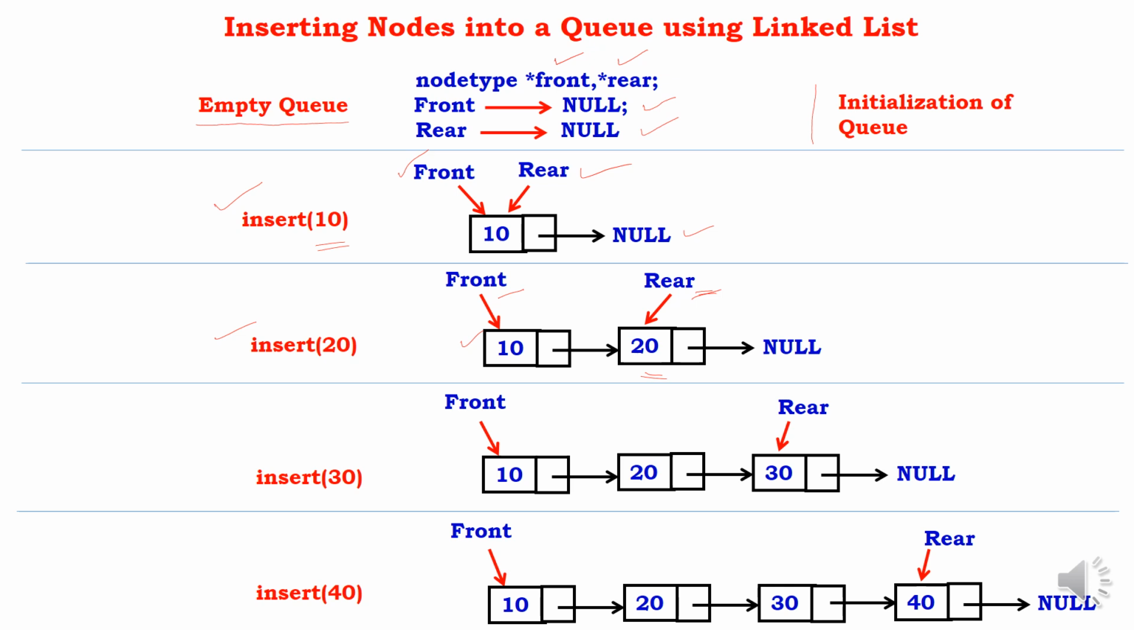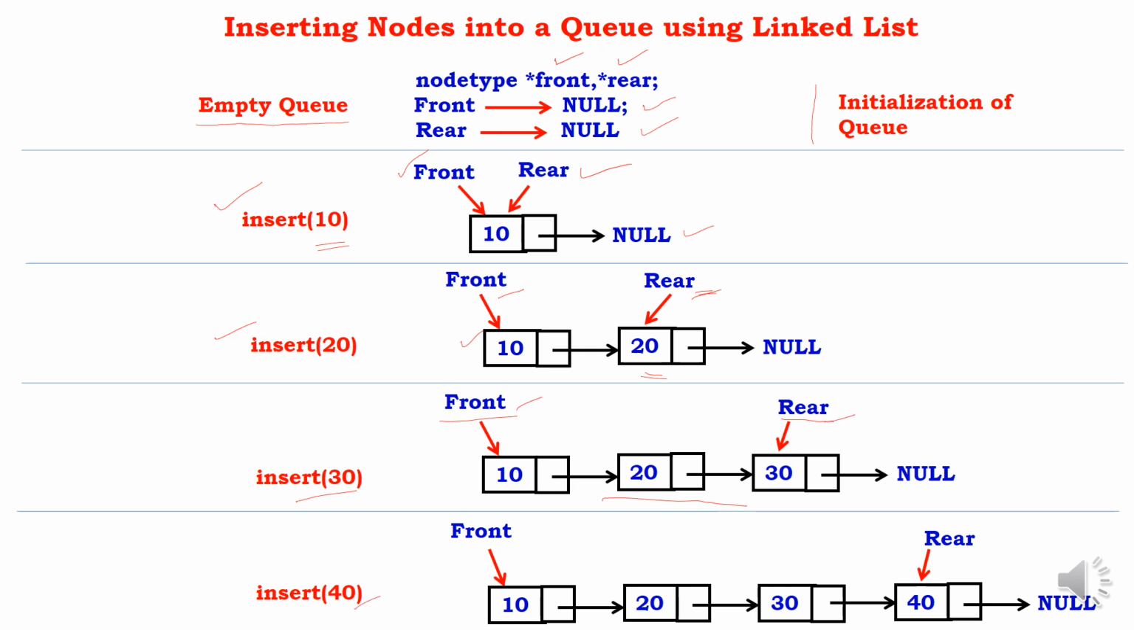Next, again insert one more node. Now insert 30. See, 30 is inserted after rear and rear moves to last node. Now, see, 10, 20, 30. There are three nodes. First node is 10, which is pointed by front node. Last node is 30, which is pointed by rear node. So, it is a linked list and pointed by two pointers, one pointing to first node, the other pointing to rear node, indicating that this is front end and this is rear end.